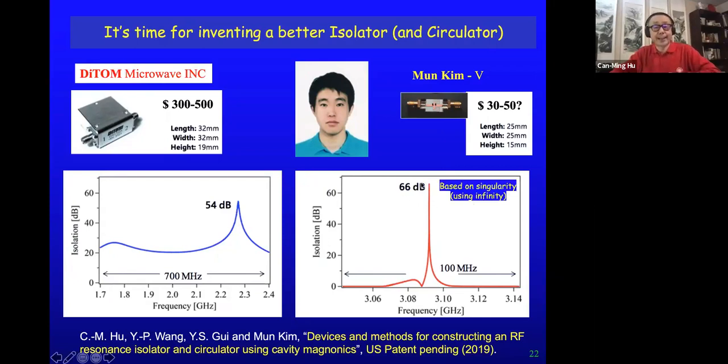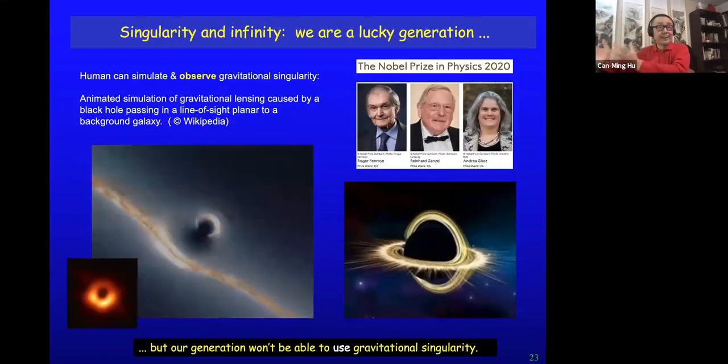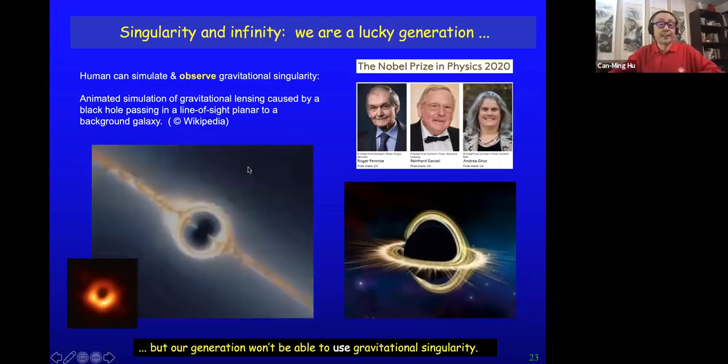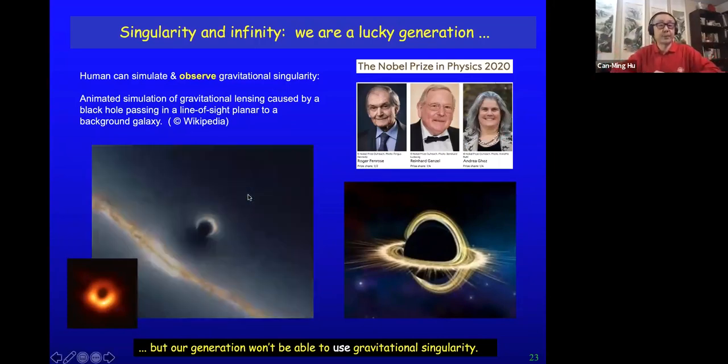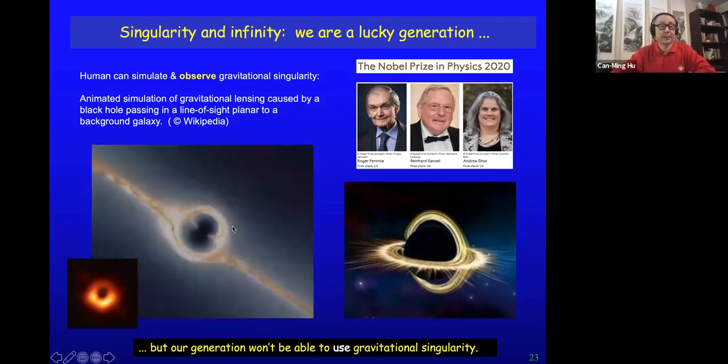The reason, as I told you, you can get almost infinite isolation is because the phenomenon actually uses the physics of a singularity, which is produced due to the coherent and the dissipative coupling in the cavity magnonic system. And we all like singularity, right? Singularity is linked to infinity. And the most famous singularity fascinating to all of us is the black hole singularity.